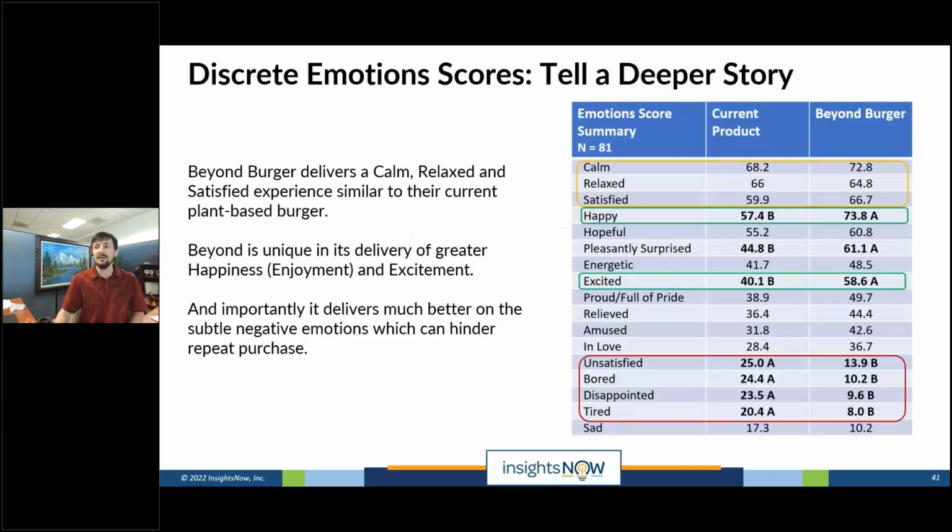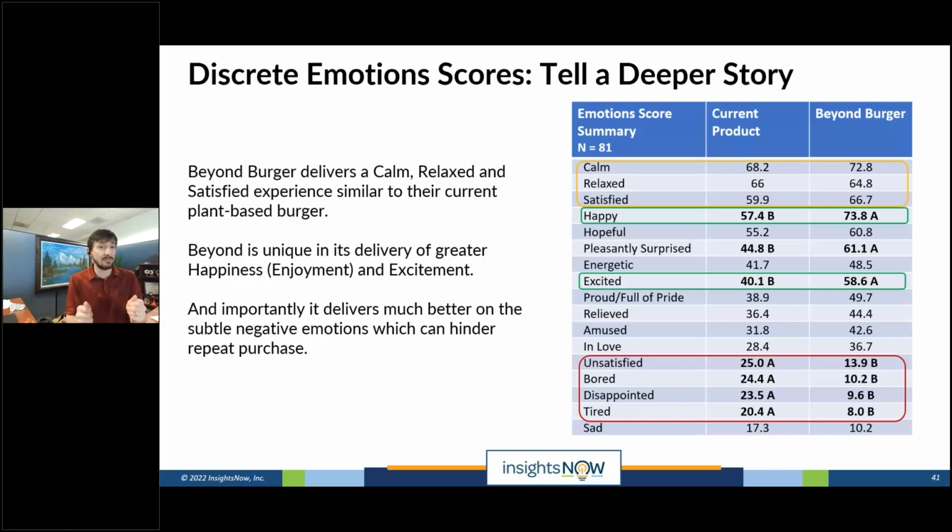Okay. So in the Beyond Burger study, we see that there are some really key emotional differences between the products. Both of them provided similar levels of calm, relaxed, satisfaction. The Beyond Burger delivered a lot more happiness. That's the word we use. We talked about enjoyment when we were doing the open ends.